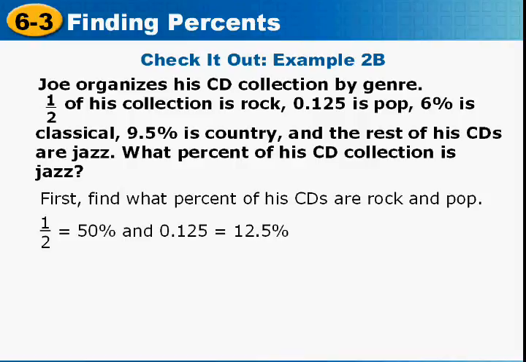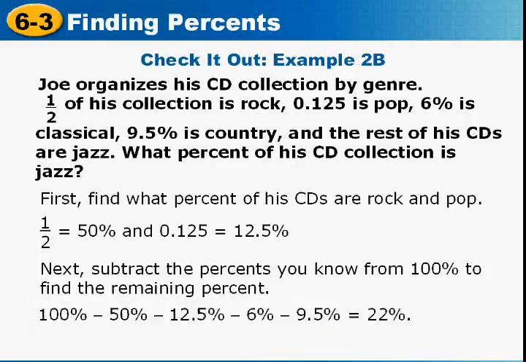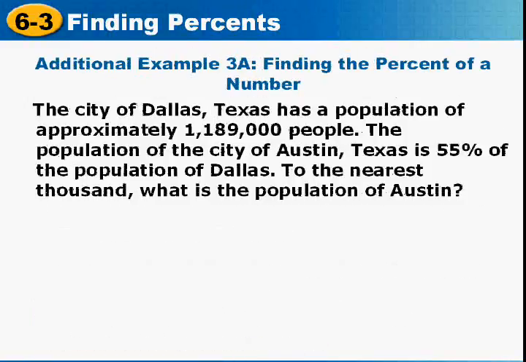That's pop. Take all the percents you know: 50%, 12.5%, 6%, 9.5%. All of those need to be subtracted from 100%, which is what we did here. We're left with 22%, which means 22% of Joe's CD collection is jazz.